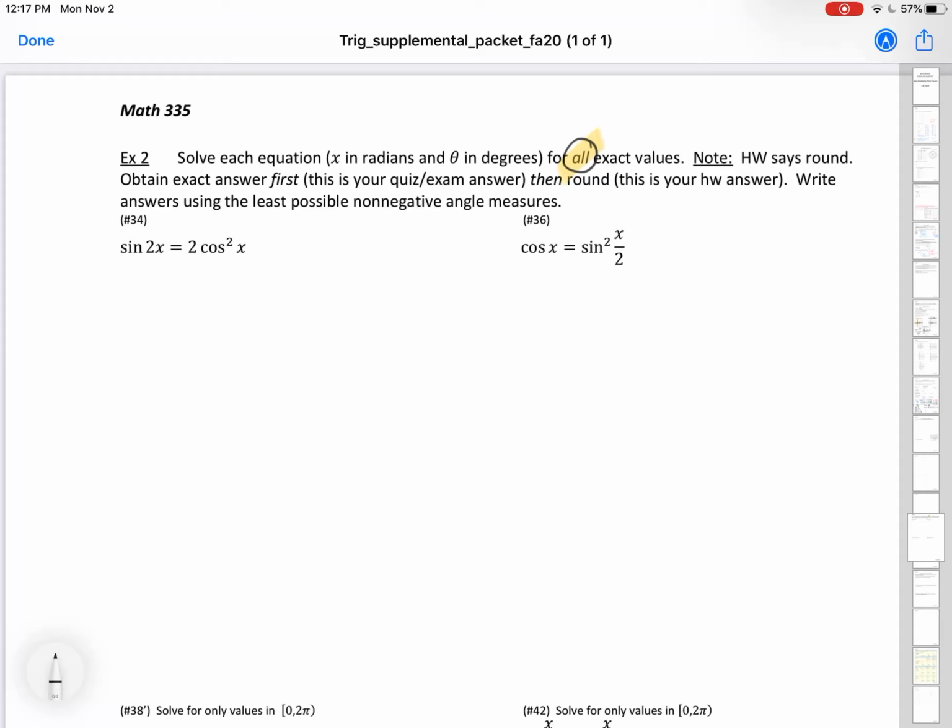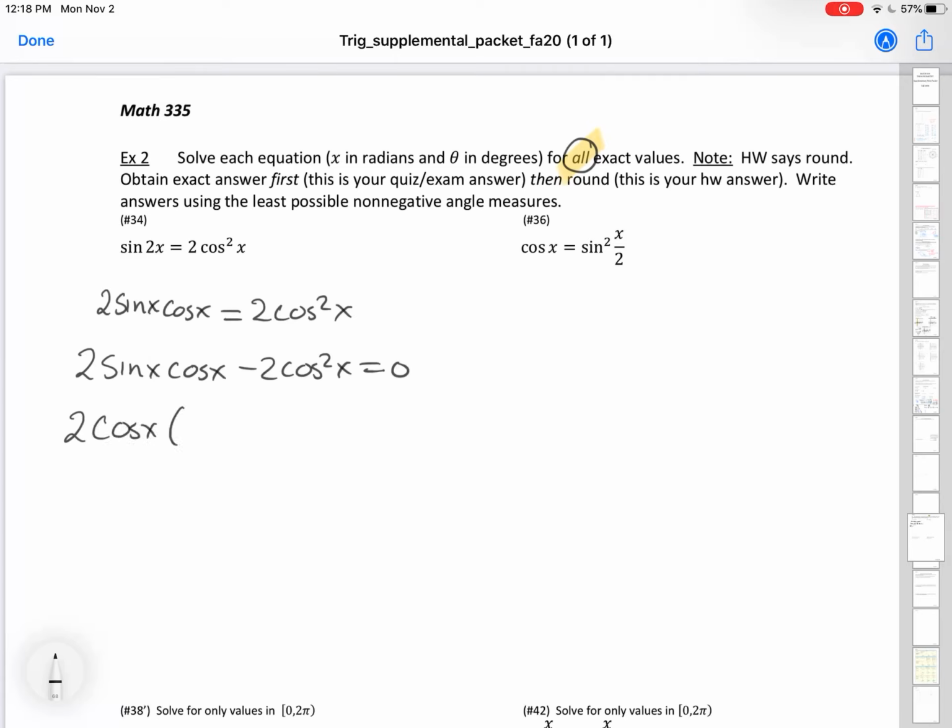So here we have sine 2x equals 2 cosine squared x. Okay, so let's replace sine 2x. The only thing that we can replace it with is 2 sine x cosine x. And that's going to be equal to 2 cosine squared x. That's not a bad position to be in. Let's bring that 2 cosine squared x over. So that's 2 sine x cosine x minus 2 cosine squared x is equal to 0. You know why we're doing that, so that we can factor. Pull out the 2, pull out the common cosine, and be left with sine x minus cosine x.